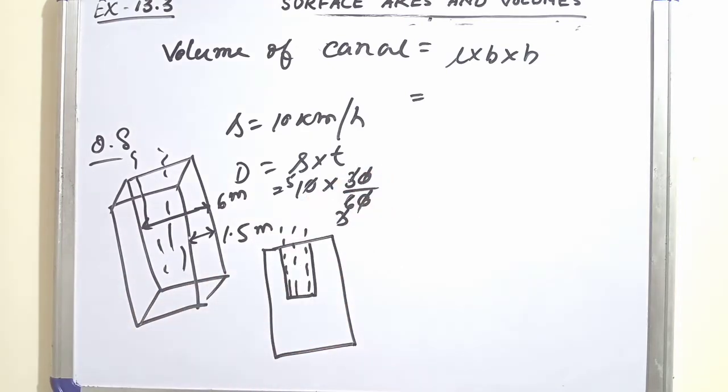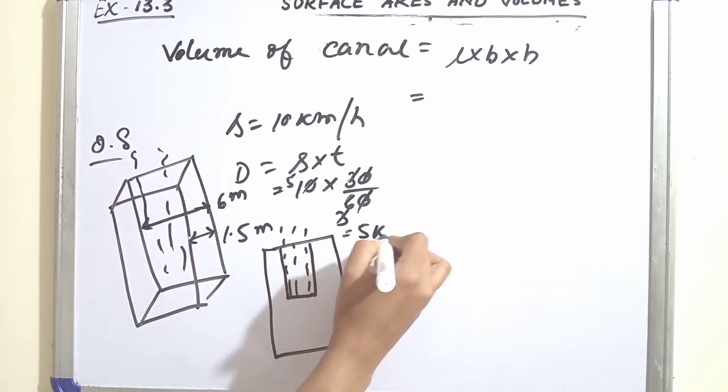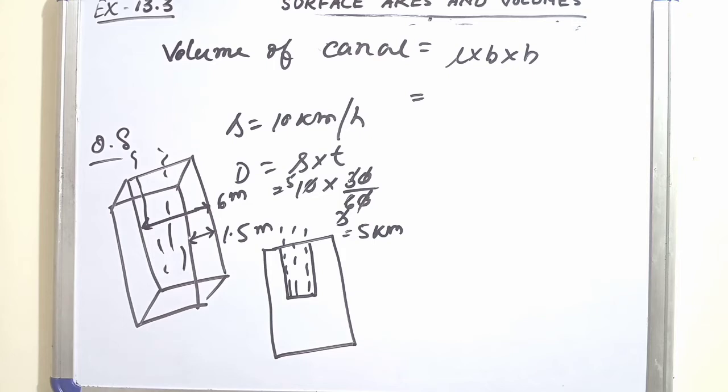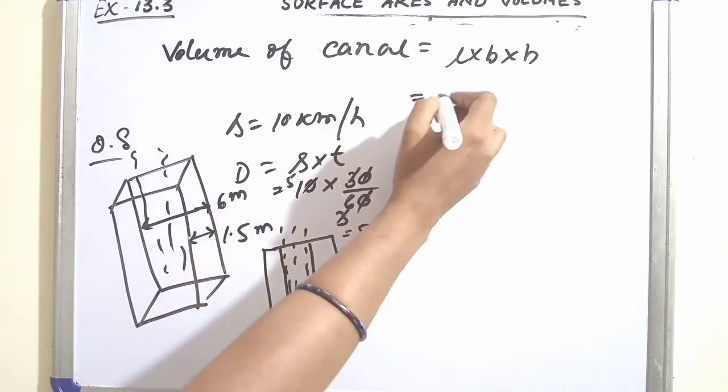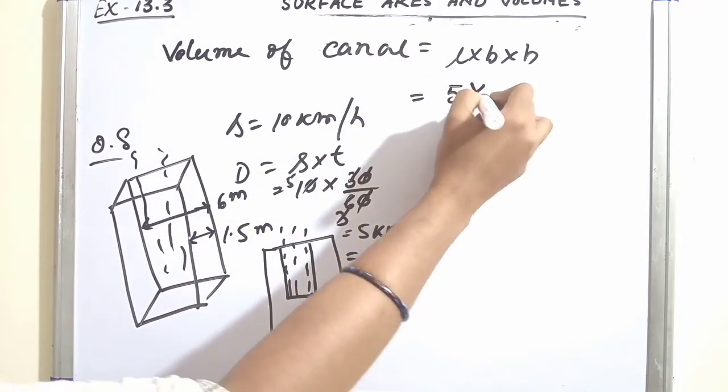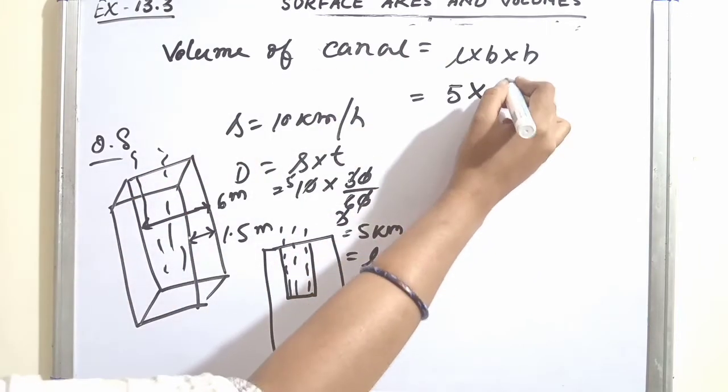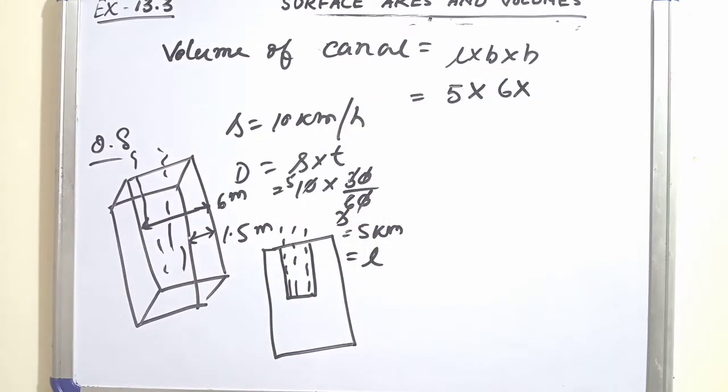Three cancel out. So that means 5 kilometer. So distance is equal to 5 kilometer. That means this is the length. This is equal to length. That means L is equal to 5, B is equal to 6 and H is equal to 1.5.